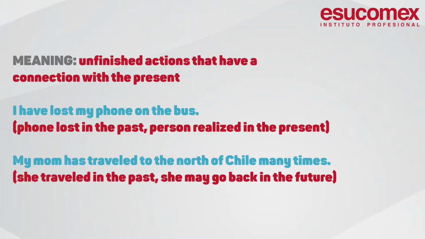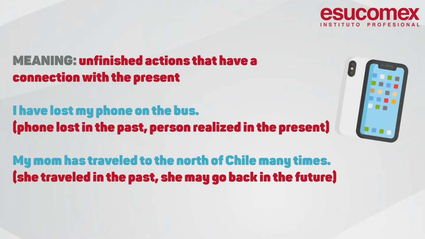The general meaning this tense communicates is that of an unfinished action from the past that has a connection with the present. For example, in the sentence, "I have lost my phone," the person lost his or her phone in the past. He or she saw that he or she didn't have it in his or her pocket in the present, and maybe he or she would go to the police to recover it. Perhaps he or she could have it back in some time.